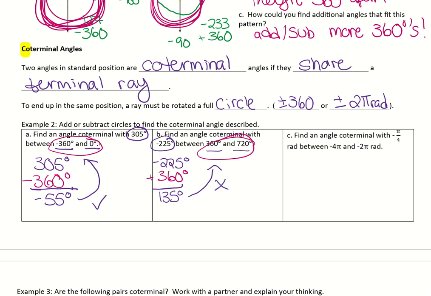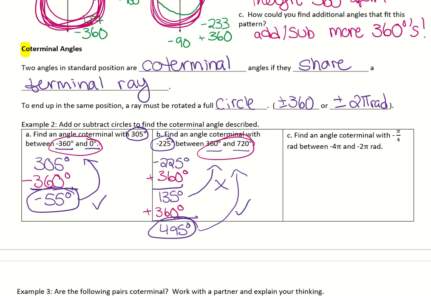No. But that's okay because we're allowed to add another circle. We can add as many circles as we want. So 135 plus 360, that lands us on 495. Is that between 360 and 720 degrees? Yes, it is. So we're happy.